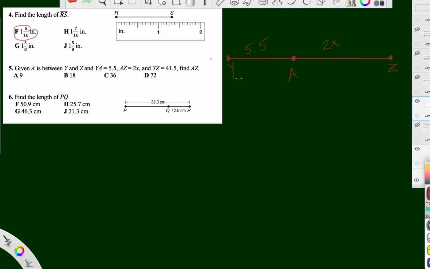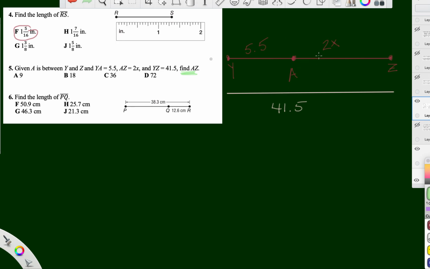There's 2x. And it says that the total length, I'm going to do this in a different color so you can see it a little bit clearer. The total length here is 41 and 5/10. Excuse me. And then it says find the length of AZ. It doesn't say find X, it says find the length of AZ. If a test says find X, then we can find X, but this one says find AZ, and that's our big goal, right? So find AZ, be able to read the problem and find what you're looking for.